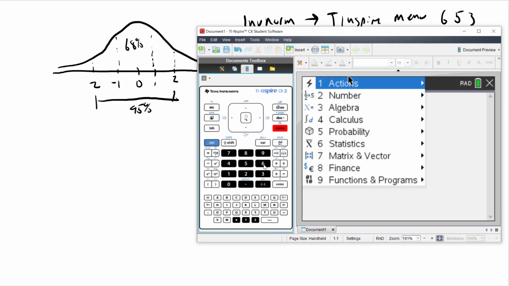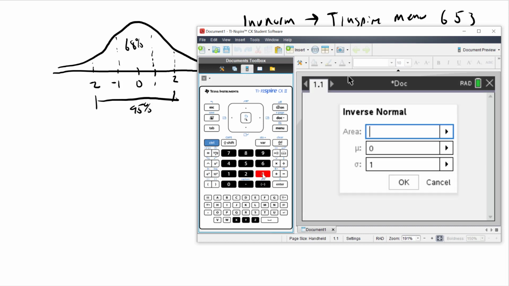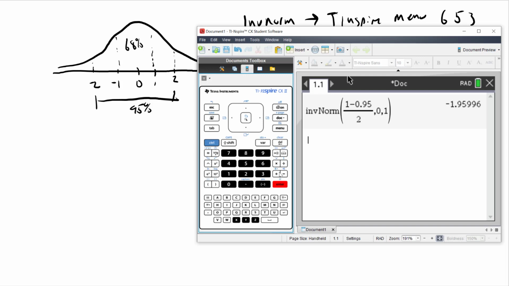Here you go, menu 653 for inverse norm. For the area there, you can type out the equation. So you can just simply say, I'm going to go 1 minus 0.95, and you're going to divide that by 2, and the mean is 0, the standard deviation is 1, hit enter, okay. And you're going to get a negative value, because you're looking at the left-hand tail over there, right? In other words, it's telling you that for that 2.5% area under the curve, it's giving you the value of negative 1.95.